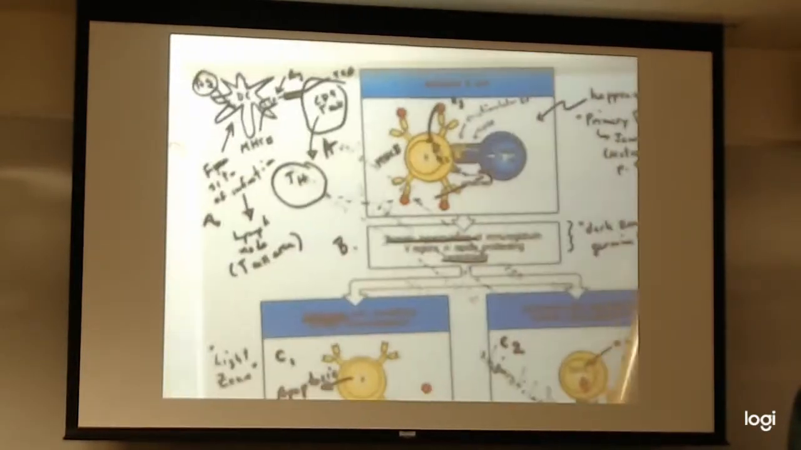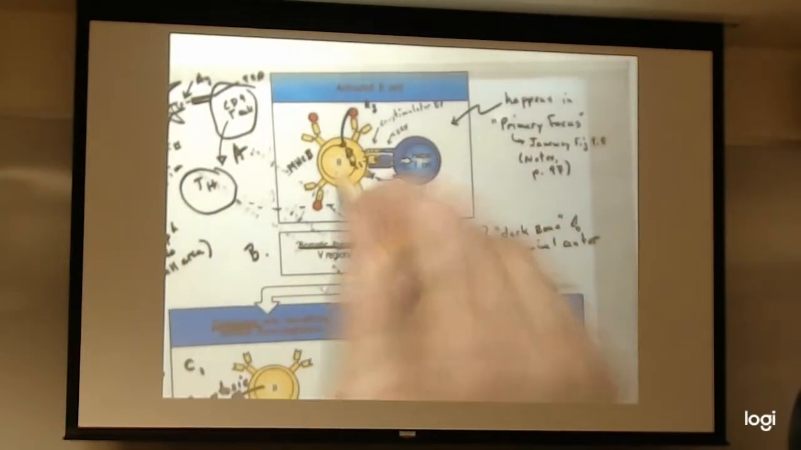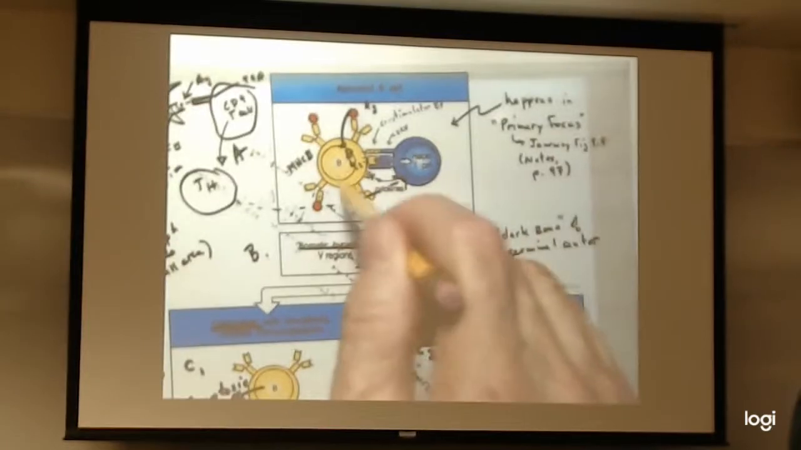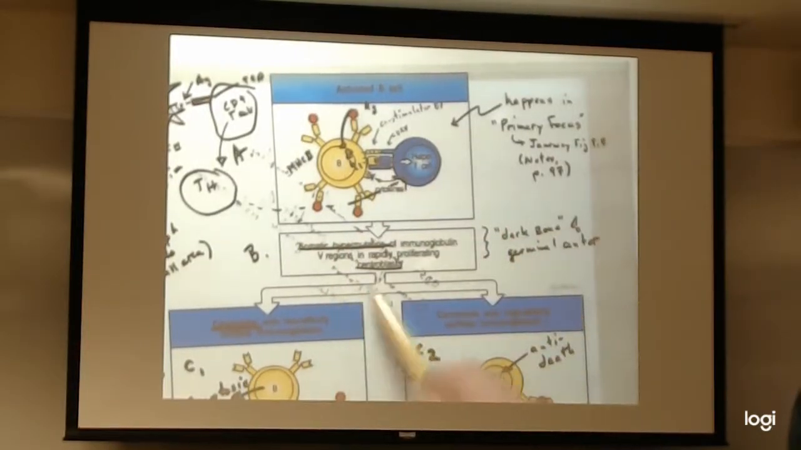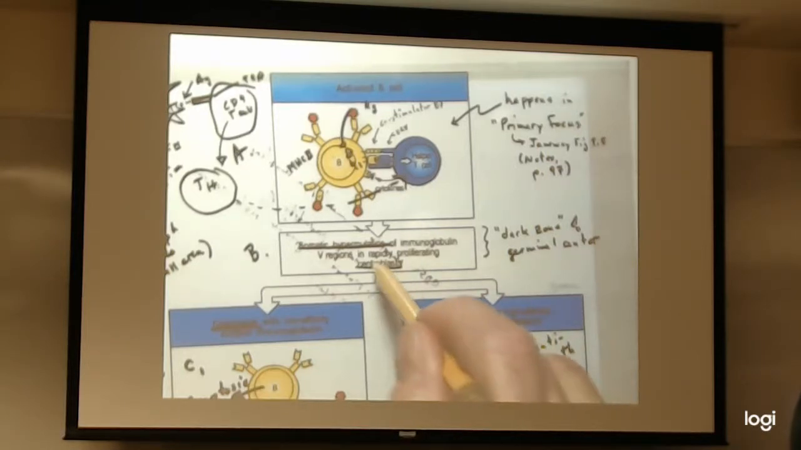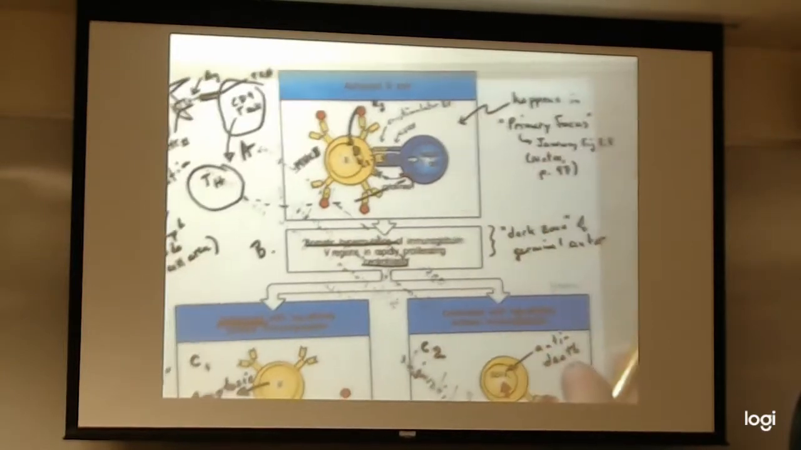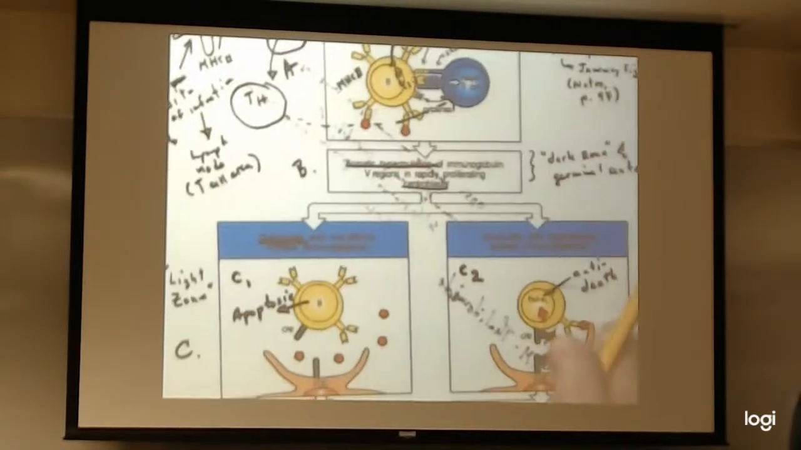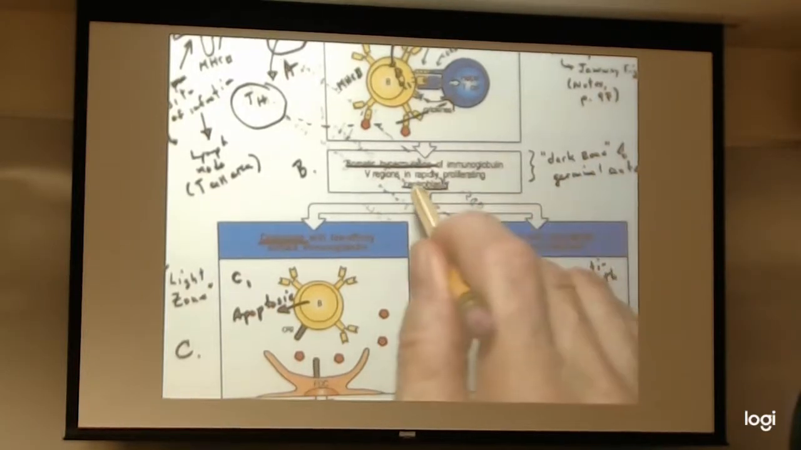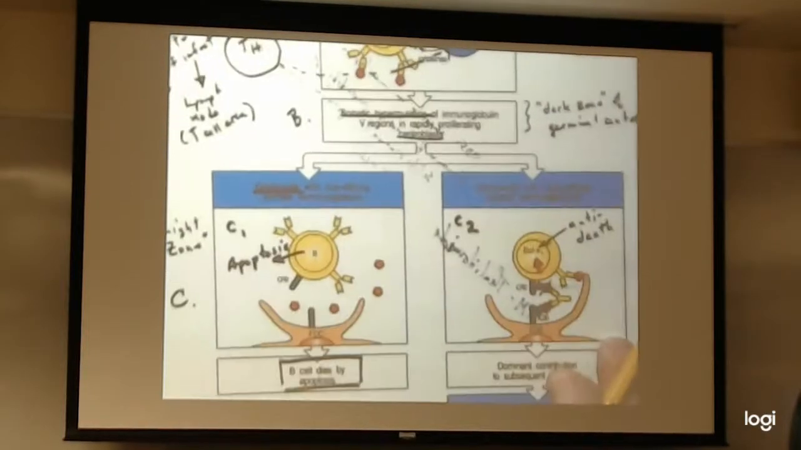I beg your pardon. This is the primary focus, where the T helper cells are going to tell the cell to proliferate. Okay. And then move to the primary follicle, maybe the secondary follicle. And then in the dark zone here in the germinal center, as a centroblast, we'll get somatic hypermutation.